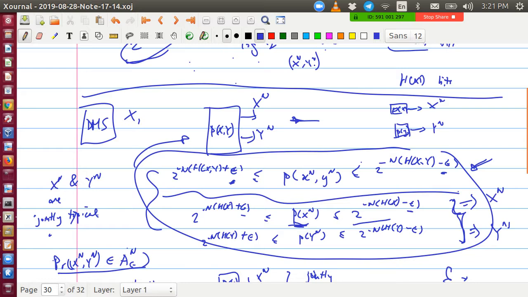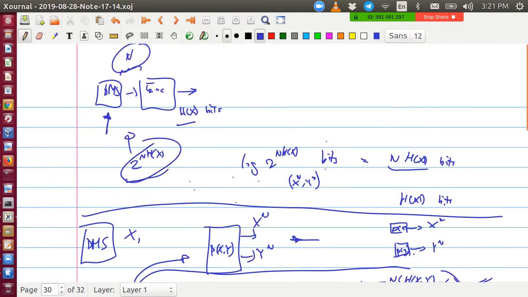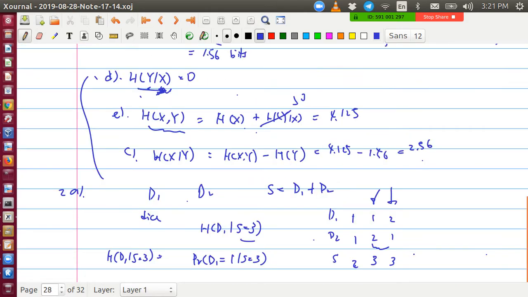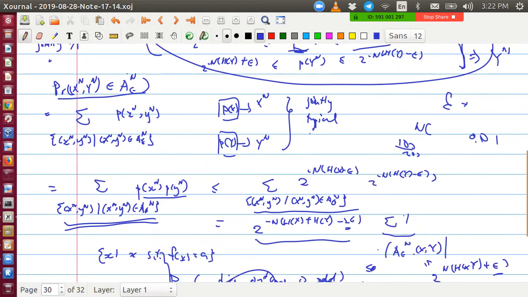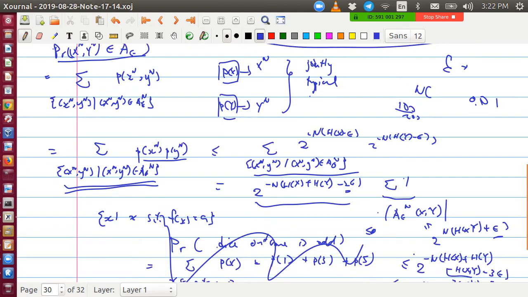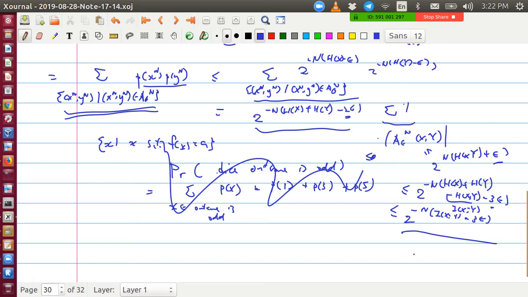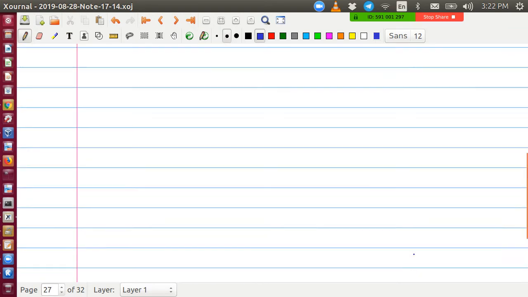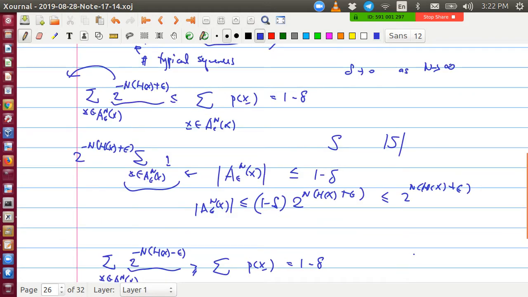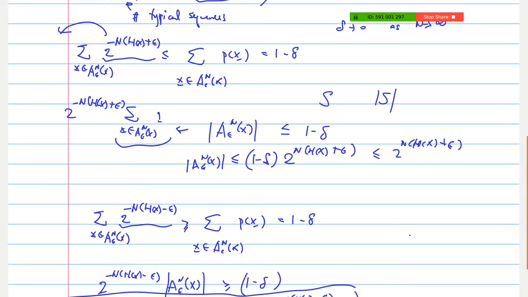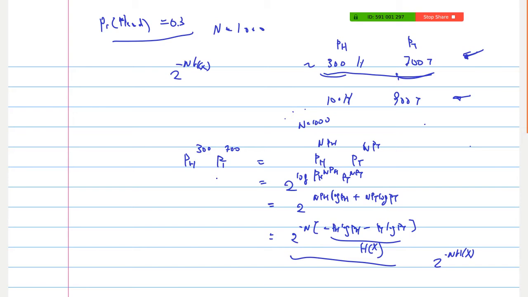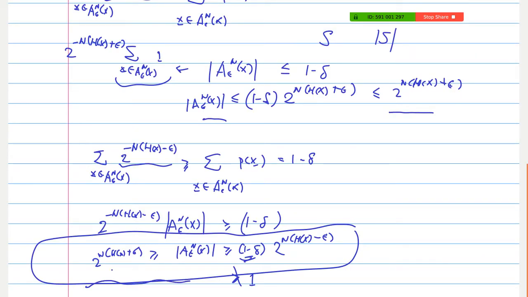From the previous class, we can show that this will bound, for example, the size of the typical set. Let's see if I can find where that is. Oh, this is probably earlier, before the homework. So for example, the size of the typical set, the number of typical sequences, will be bounded. It is larger than (1 minus delta) times 2 to the n(H(X) minus epsilon), and less than 2 to the n(H(X) plus epsilon). The epsilon comes from the definition of typical.